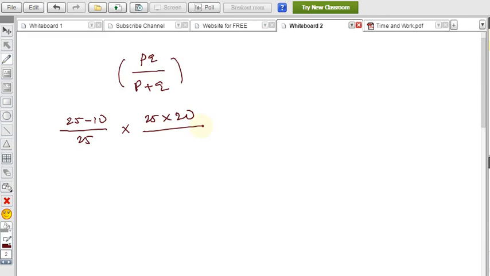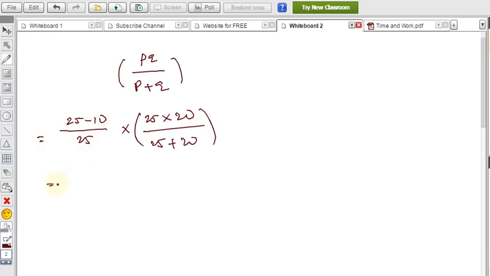25 into 20 by 25 plus 20. If you observe here, this part, 25 into 20 by 25 plus 20, is the two members working together if there is no condition. But the extra condition is 25 minus 10, because from 25 days, after 10 days he enjoined. So 10 days you have to remove. The remaining 15 days we should divide by 25, because M's capacity is 25.